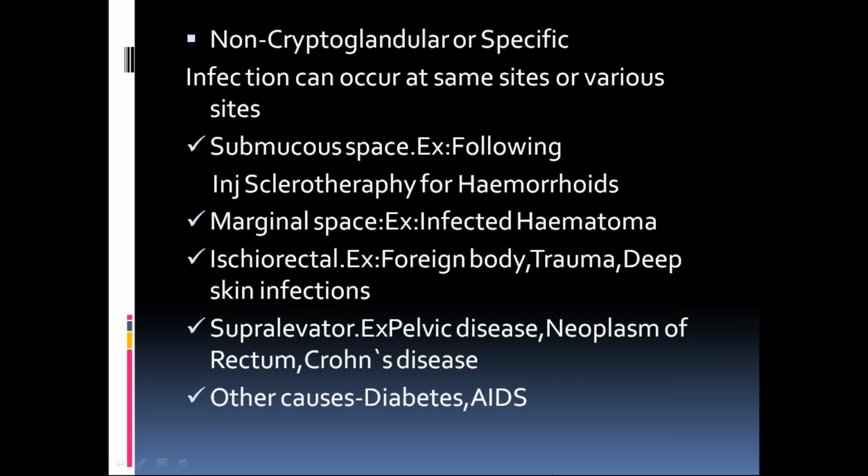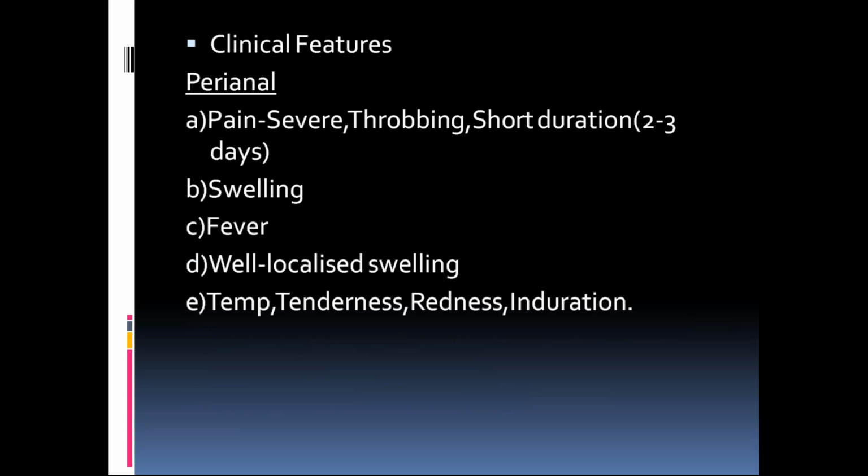Okay, so the other general causes are diabetes mellitus and AIDS. So these are the non-cryptoglandular causes for the anorectal abscess.